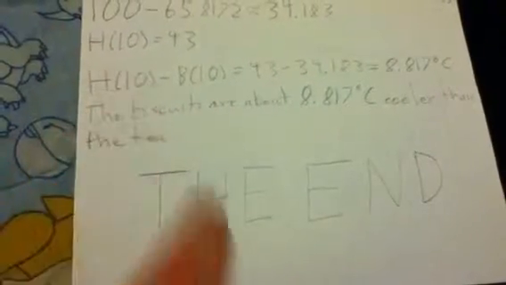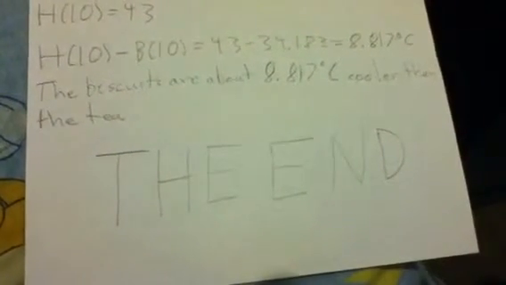And we know that after 10 minutes, the tea is 43 degrees. So h(10) minus b(10) equals 43 minus 34.183 equals 8.817 degrees Celsius. So after 10 minutes, the biscuits are about 8.817 degrees Celsius cooler than the tea. The end!